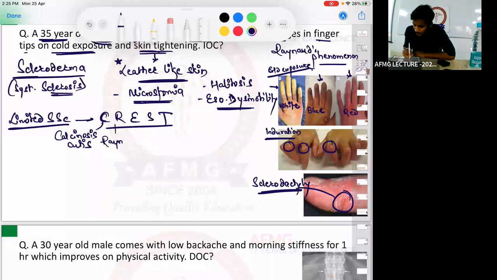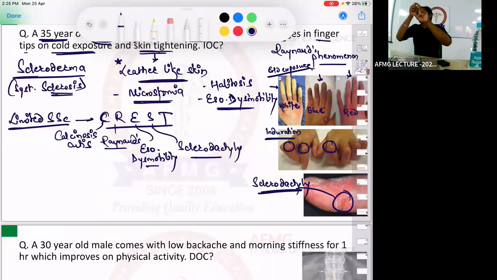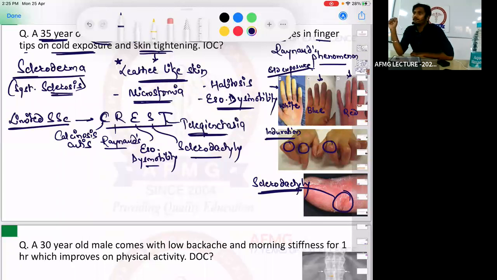R goes for Raynaud's phenomenon. E goes for esophageal dysmotility. S goes for sclerodactyly, pitting scars on the fingers. And T for dilated blood vessels in the skin known as telangiectasia. Okay, no issues still here? I hope so.